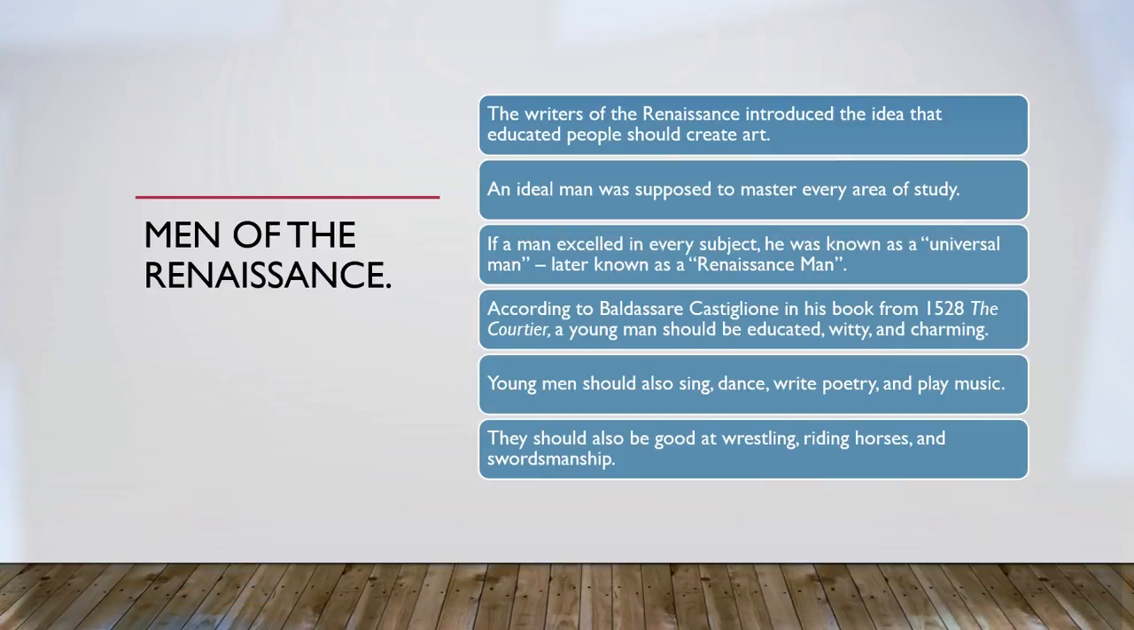Now, according to Baldassare Castiglione, in his book from 1528, The Courtier, a young man should be educated, witty, and charming. Young men should also sing, dance, write poetry, and play music. Like we said, they should be just kind of well-rounded all around. And they should be good at wrestling, riding horses, and swordsmanship, otherwise, fighting or fencing and things like that.